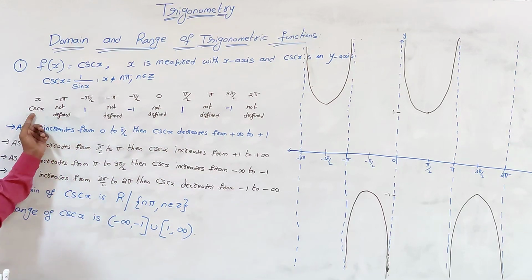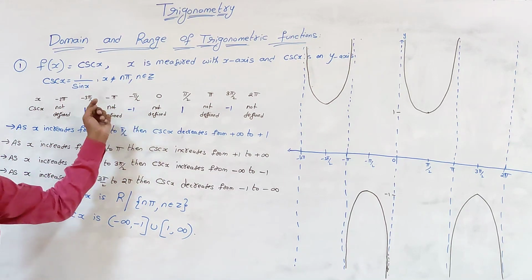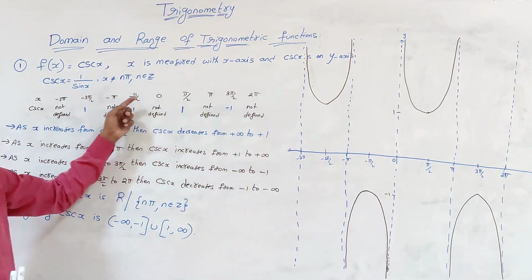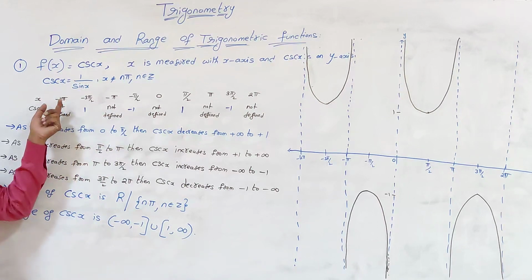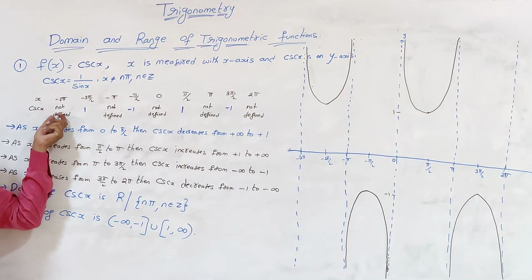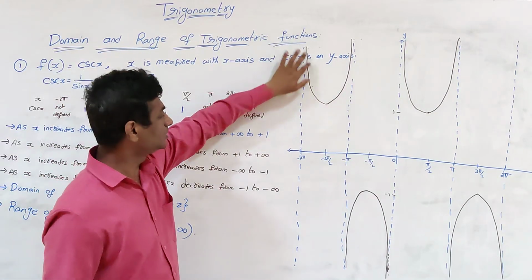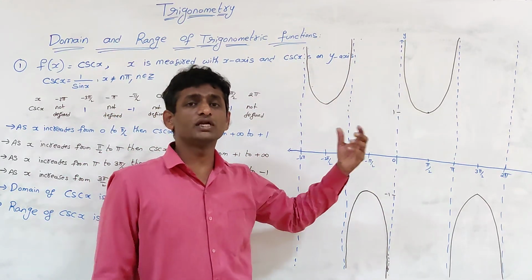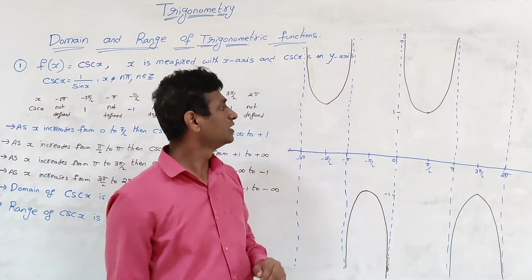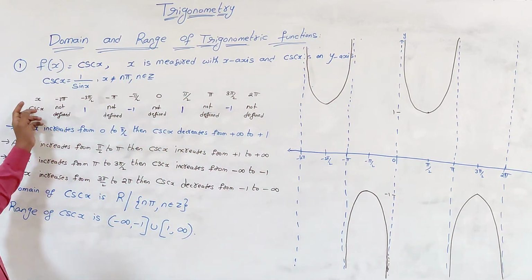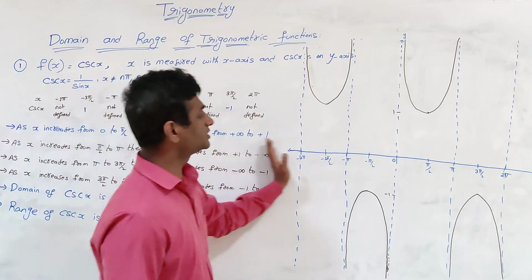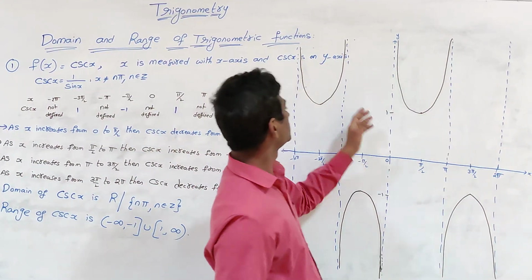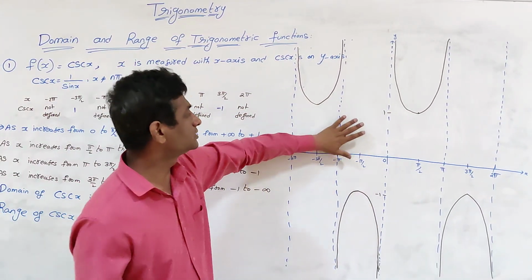Means cosecant of 0 is not defined, cosecant of pi is not defined, cosecant of 2 pi is not defined, cosecant of minus pi is not defined, cosecant of -2 pi is not defined. So these are the dotted lines where these x are not defined, where the cosecant x is not defined. Now, we take x-axis as the inputs, and the cosecant x is on the y-axis, and this is the shape.